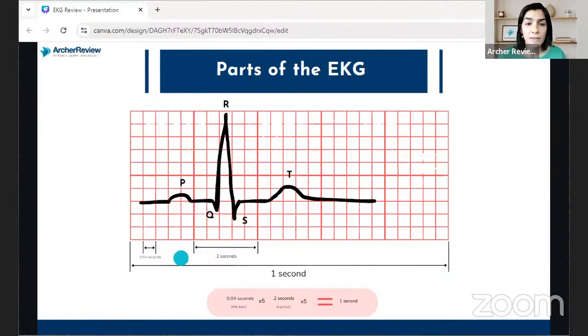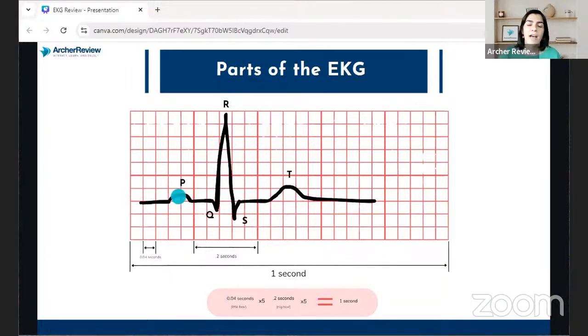But anyways, these little blocks mean something. That's also really helpful when you're trying to interpret your EKG arrhythmias, because you want to see your intervals, if they're normal or not. That'll tell you if it's an atrial or ventricular arrhythmia, and it'll tell you what type it is. So it's really helpful to get used to looking at your EKGs with those little blocks.